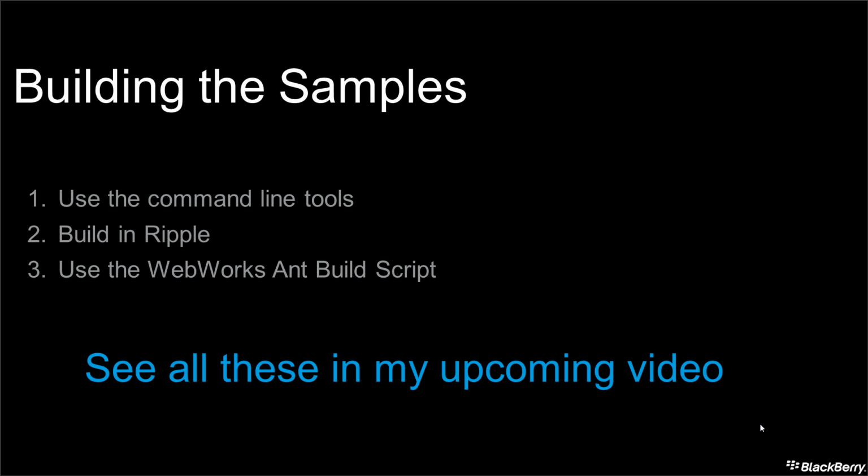To build the samples into applications, you can use command line tools, RPL, or a custom build script, like the Webworks Ant build script that is in the Community Samples repository. All of these techniques will be covered in a later video.